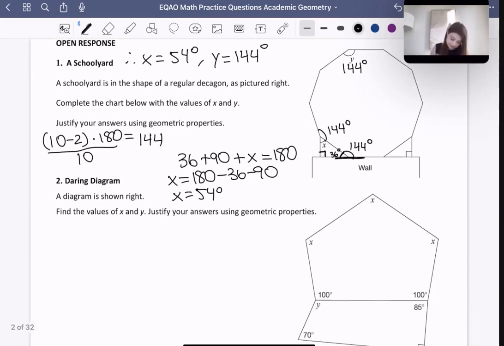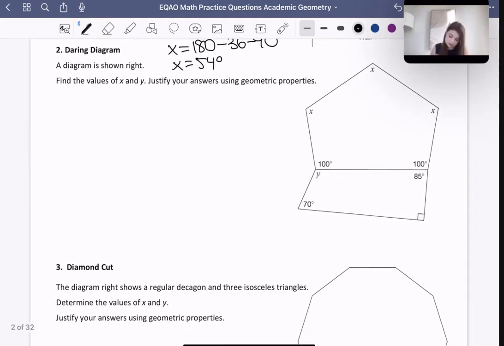Okay, let's try this one. This one says daring diagram. A diagram is shown right. Find the values of x and y. Justify your answers using geometric properties. Well, in this case, it's not regular, right? However, we actually do have enough information to figure out x and y even though it's irregular, okay? Because we know that these are both 100 and we know that the three x values are the same, right?